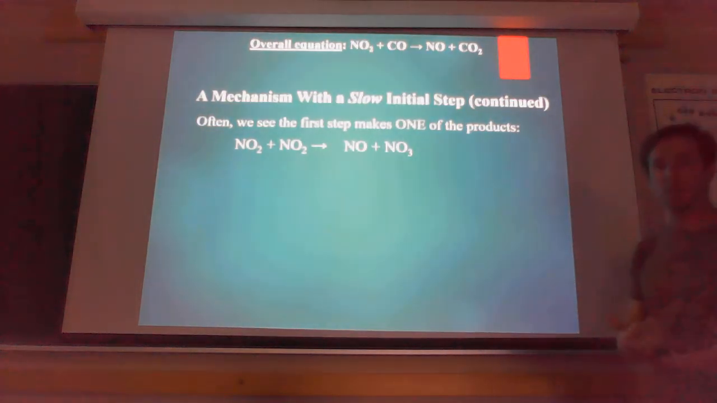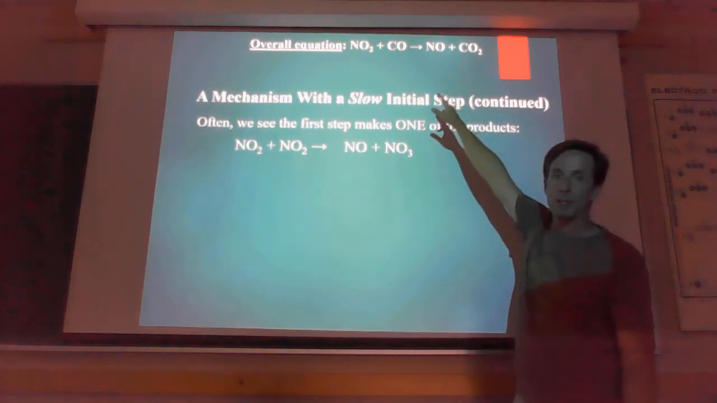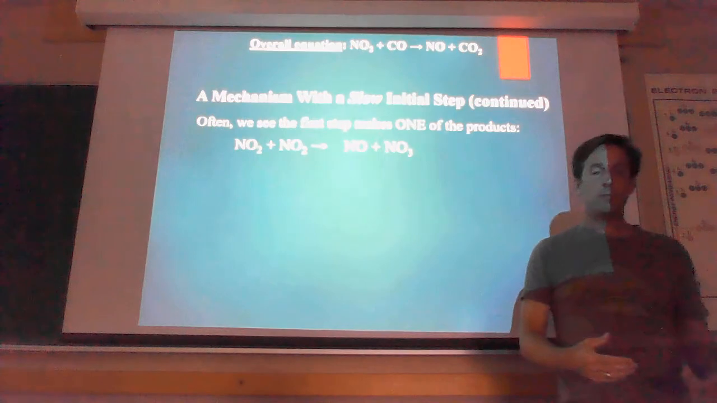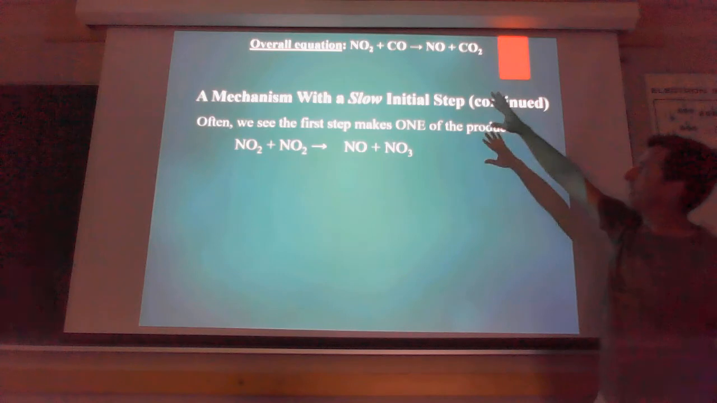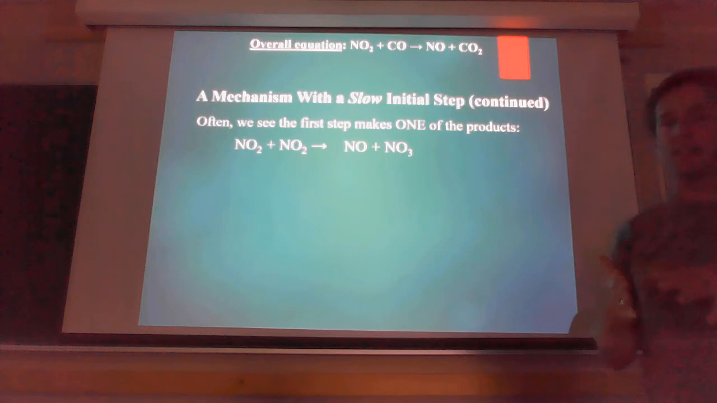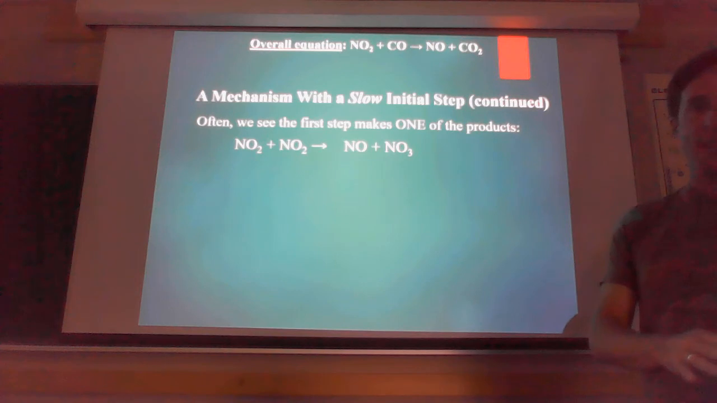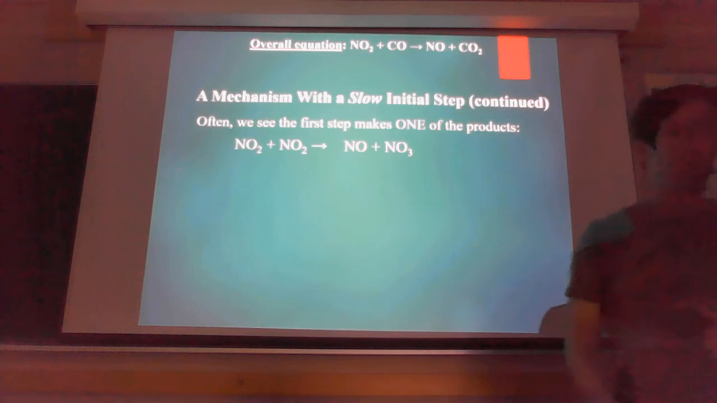Now, if that happens, what I notice is NO is one of my products that I needed in my reaction. So in my first step, I made one of the products that I need. The other molecule that I made, though, NO3, doesn't appear anywhere in my overall reaction. So if I made it in one step and it doesn't show up in the reaction, that means I need to get rid of it later. That's what an intermediate is. It's something that is formed in an early step of a process, but then later gets used up as a reactant. So it's only present in the middle of the reaction, not at the beginning or at the end.